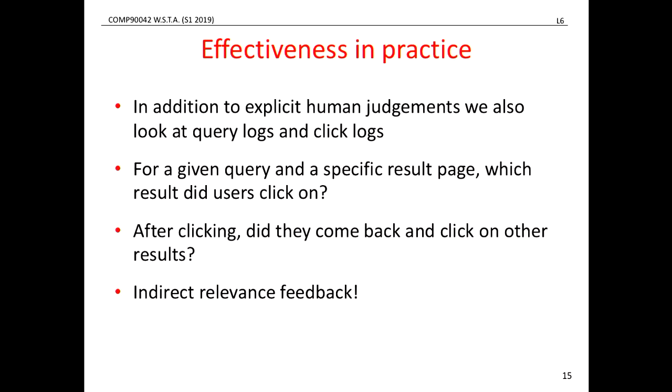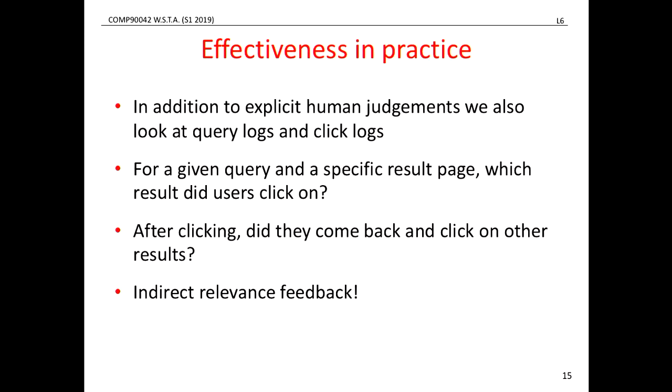Okay, so effectiveness in practice. So we don't just look at human judgments, we also look at query logs and click logs and various other things. So if you're a search engine, you have an amazing amount of data coming in. And the question is, why wouldn't you use this? This is a much more direct and useful bit of feedback that you can use. It's indirect, it's not as fine-grained and careful a judgment as you might get if you've got people to sit down and ask them directly, is this relevant, is this not? But it is a signal that you have in vast quantities.